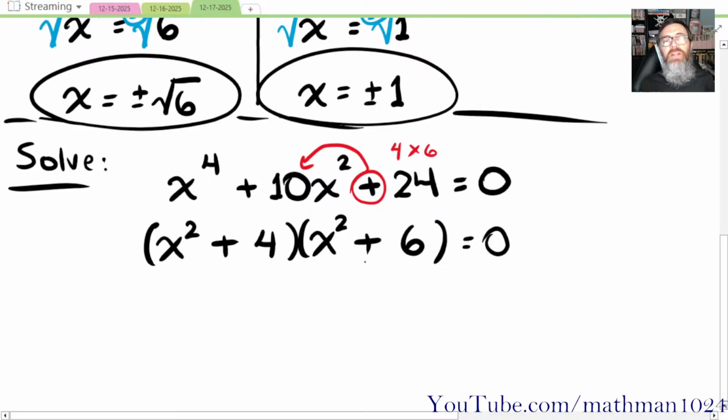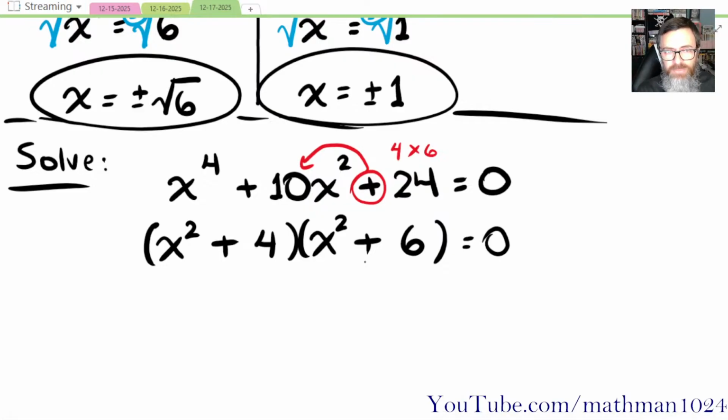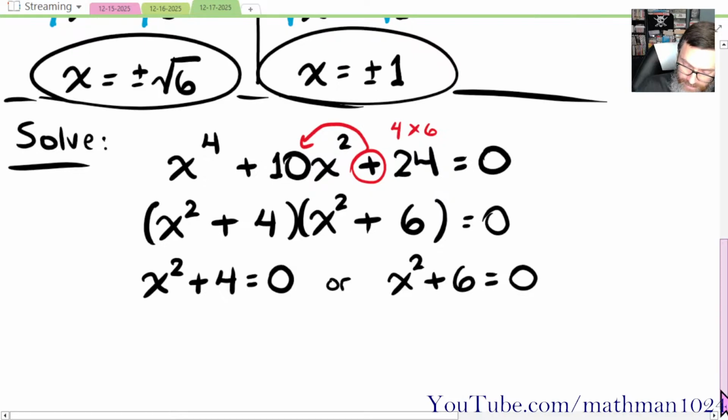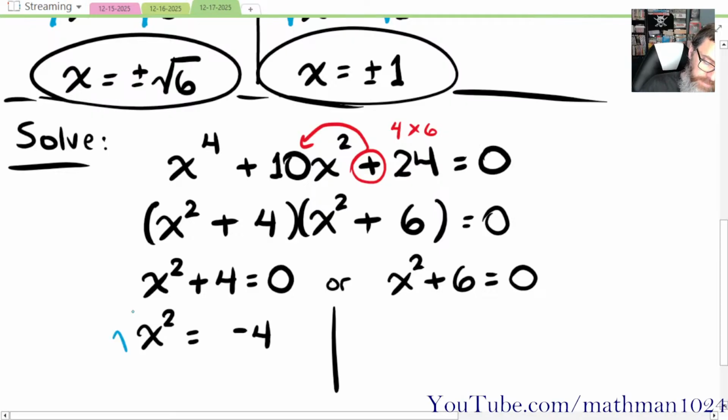So the first part here is recognizing, yes, I can factor. Do that, everybody's happy. And because you have this factorization equal to 0, we use the zero factor theorem. So either x squared plus 4 equals 0 or x squared plus 6 equals 0. Just like the last problem, isolate the x squared so that you can use the square root property. So x squared equals negative 4. Take the square root of both sides. We introduce the square root. We have to have the plus or minus here.